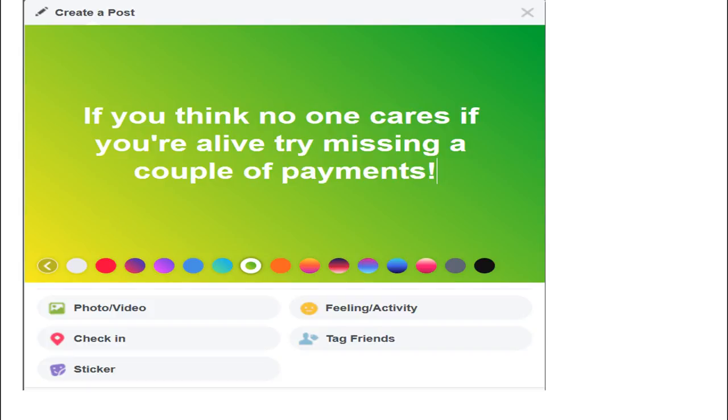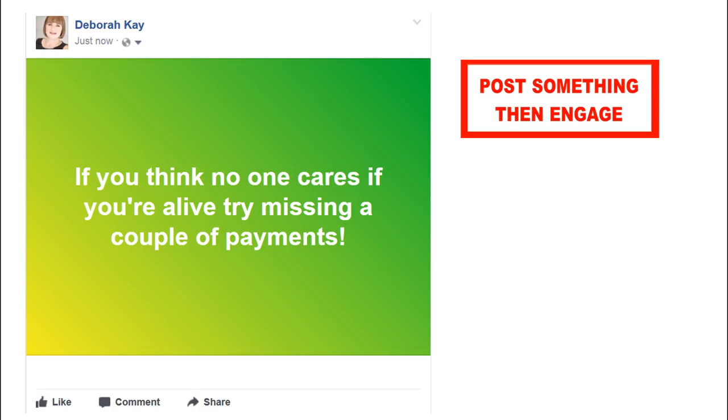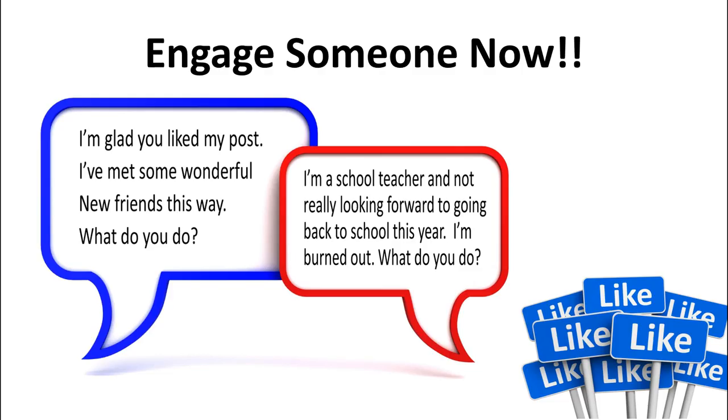So, another action that you can take is post something and then engage. Talk to people. Engage someone that has reacted or responded to anything that you do. And the first question you want to ask anybody is, what do they do? You ask somebody what they do, they're going to come back and they're going to ask you what you do, so you got to be prepared. Wish somebody a happy birthday on Facebook. React or respond to what they do, and you're engaged in conversation.